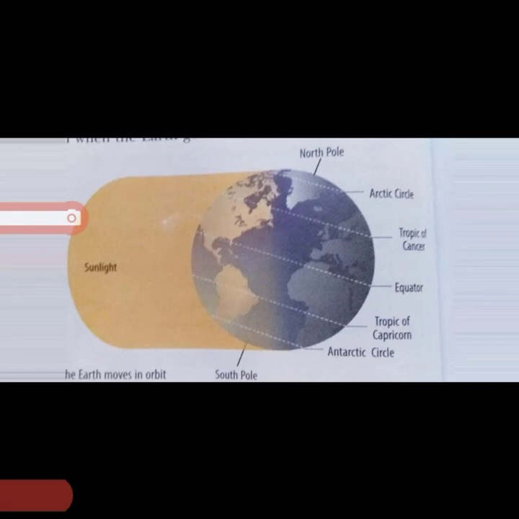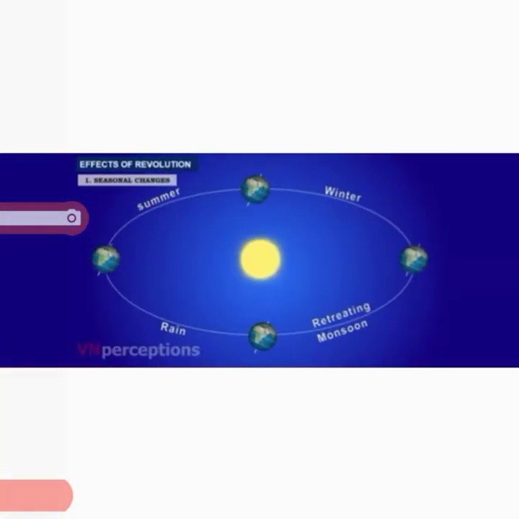Okay. The length of the day varies with respect to seasons as well as latitudes. So the length of the day varies with respect to latitudes gradually. Now, seasons are effects of revolution only. Because of the revolution of the earth, we have in the first phase summer, the second phase rains, the third phase retreating monsoon, and the fourth phase winter.